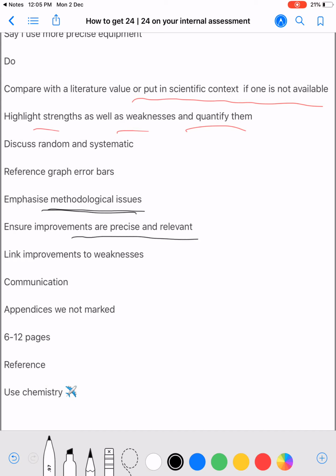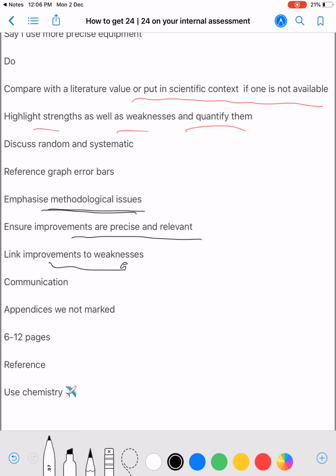Ensure improvements are precise and relevant. Don't talk about the air conditioning unit or the heating unit, if it had been kept on, or if the door was opened halfway through by little Johnny and a draft wandered in. We don't want to know about that. We do want to know that you could perhaps have used a bomb calorimeter instead of a spirit burner, or that you could have used an auto titrator, or a Karl Fischer apparatus. If you don't know what these are, get onto Google, do some research, show your personal engagement.